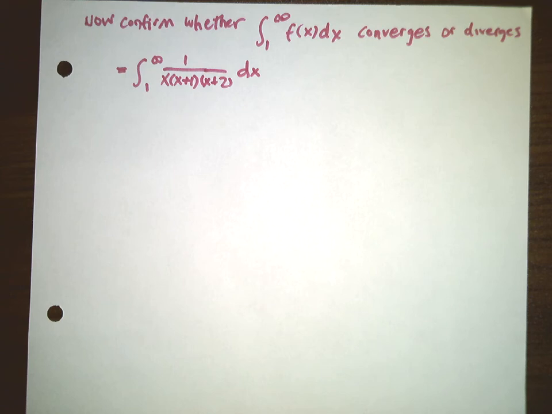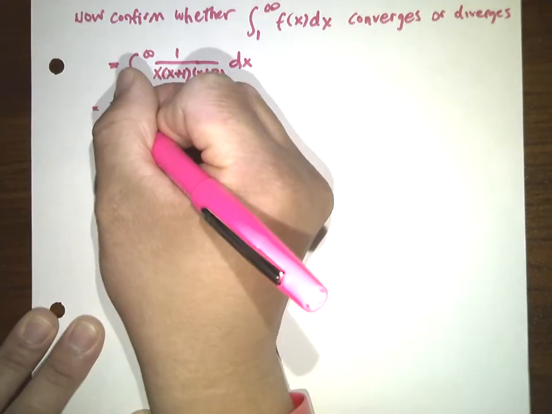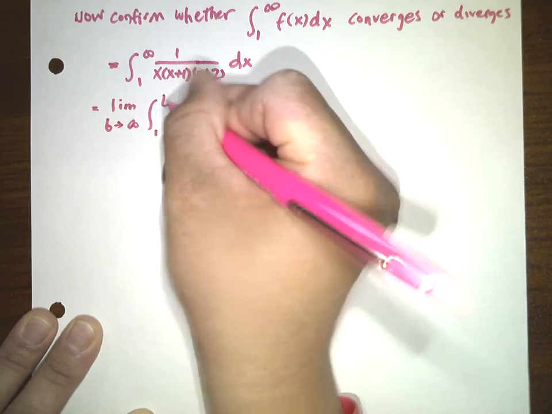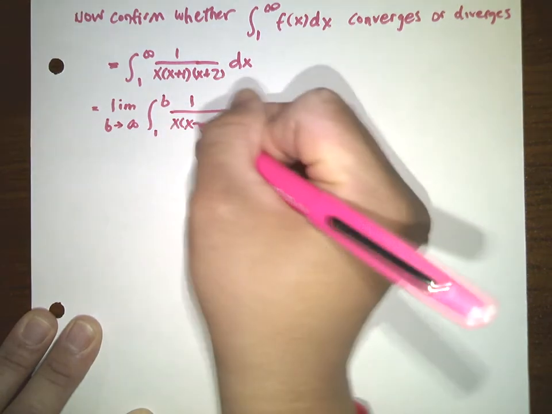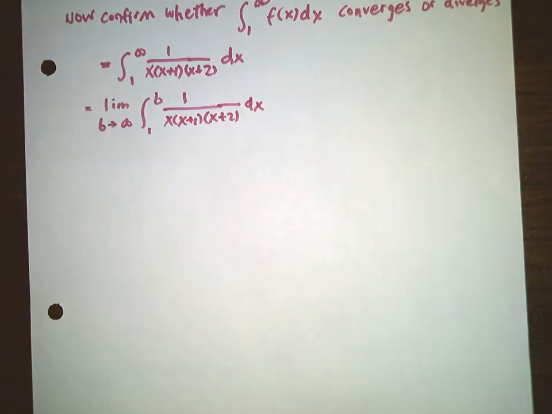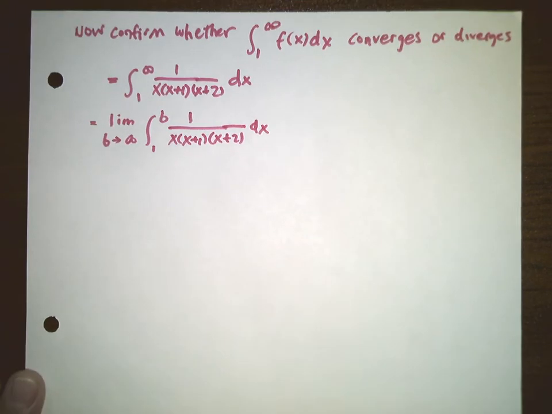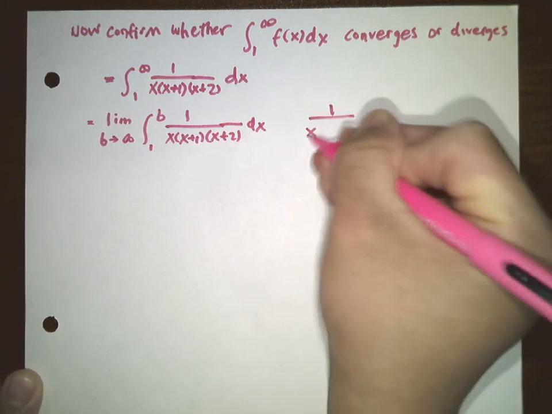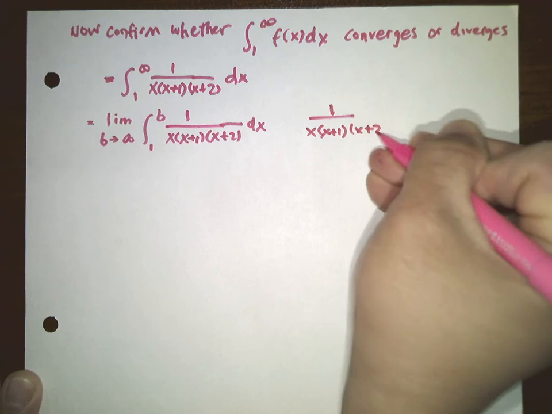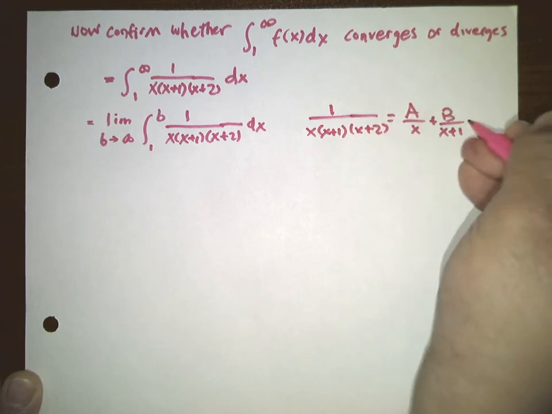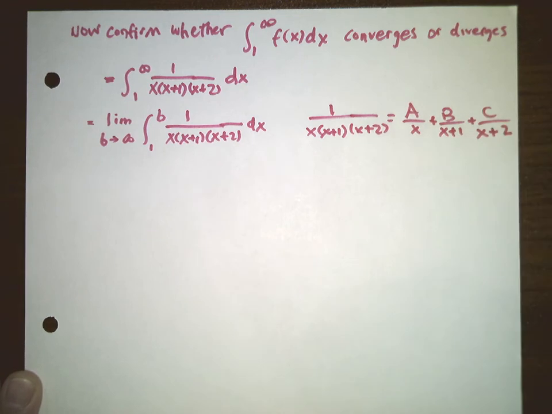So I am going to rewrite this as the limit as b goes to infinity of the integral from 1 to b of 1 over x times x plus 1 times x plus 2 dx. And then I can use partial fractions to go ahead and rewrite the integrand here. So in other words, 1 over x times x plus 1 times x plus 2 will be a over x plus b over x plus 1 plus c over x plus 2.